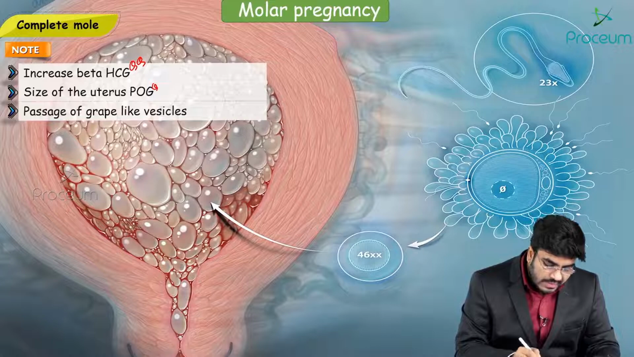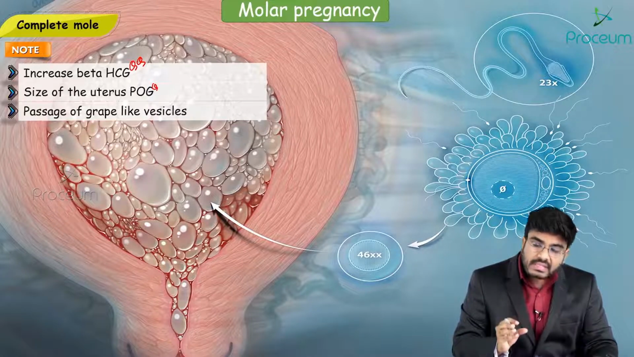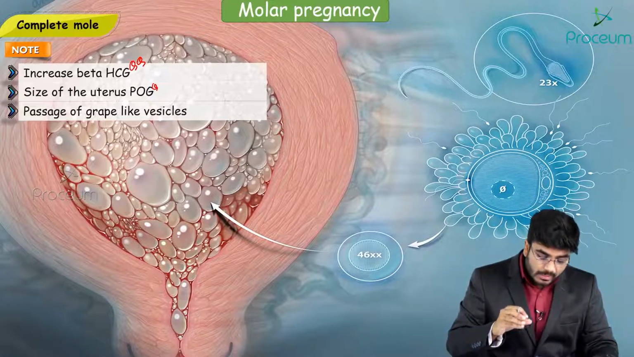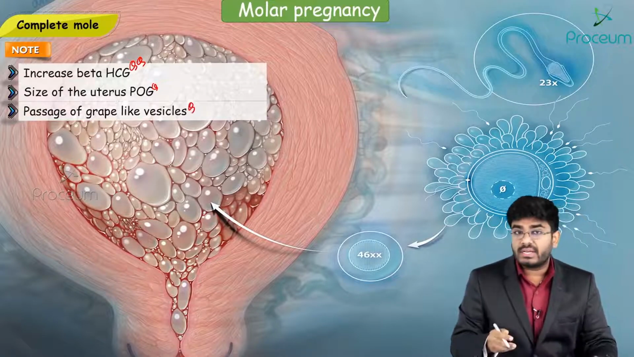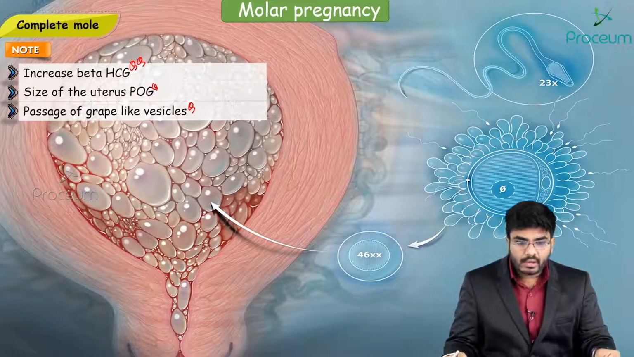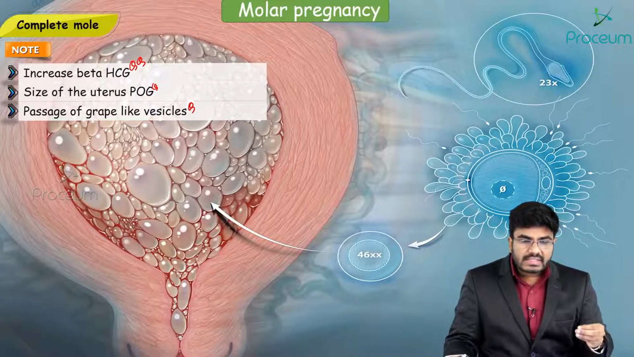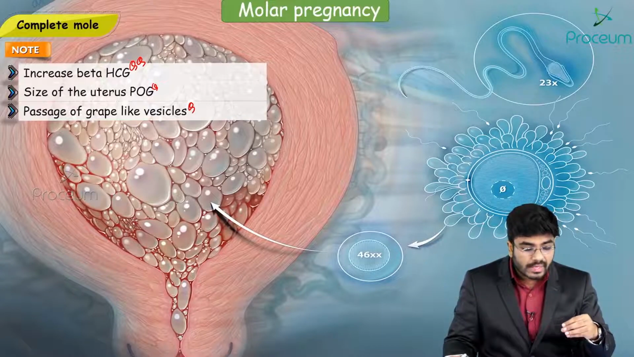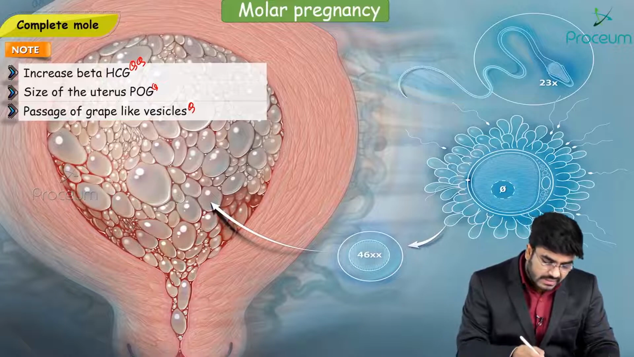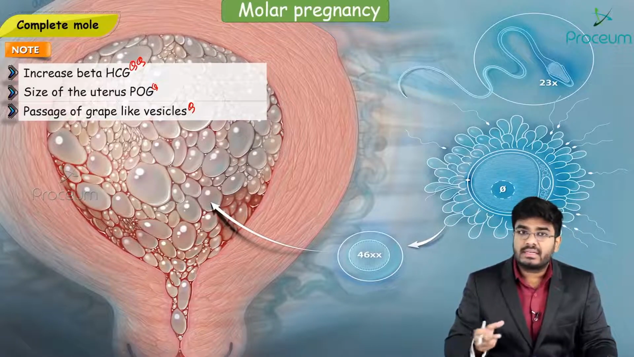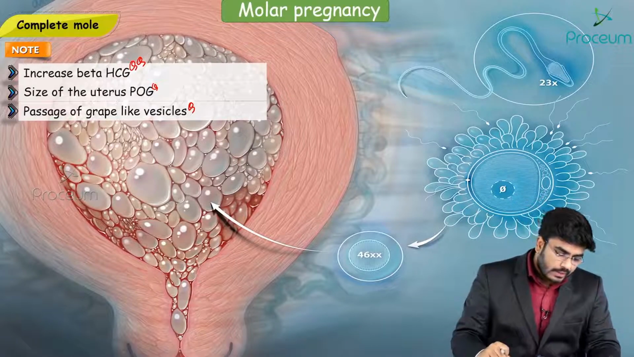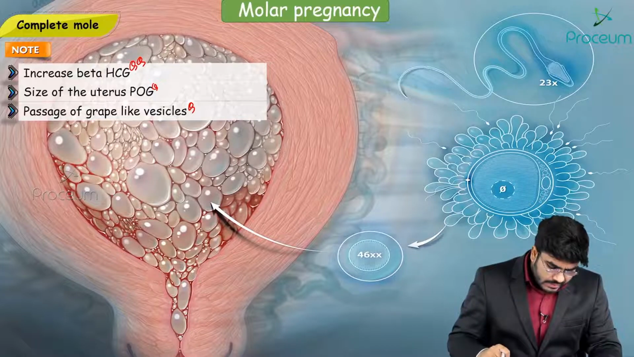Now, these fluid-filled vesicles will be coming out of the vagina, so passage of grape-like vesicles can be seen. It's a clinical feature. If a female says, I'm having this prune juice-like discharge, I'm having clusters of grape-like discharge, you should be thinking about a complete mole. Grape-like discharge, prune juice-like discharge is coming out of the vagina.